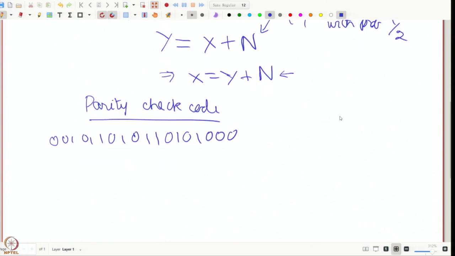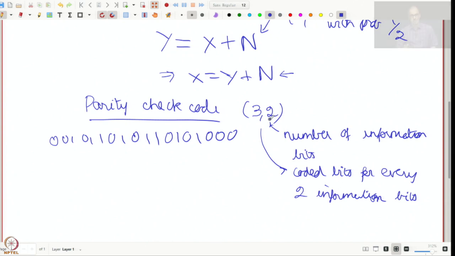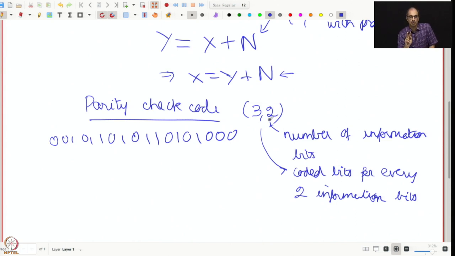Now, in the case of parity check code, let's say it is 3,2. In this notation, 2 is the number of information bits, that is the original data bits that you are going to take, and 3 is the number of coded bits for every 2, or in this case k, information bits. So in this particular case, you're going to take 2 bits at a time and output 3 bits at a time before you send it to the symbol modulator and do all those operations. So the number of information bits in this case is 2, the number of coded bits is 3.